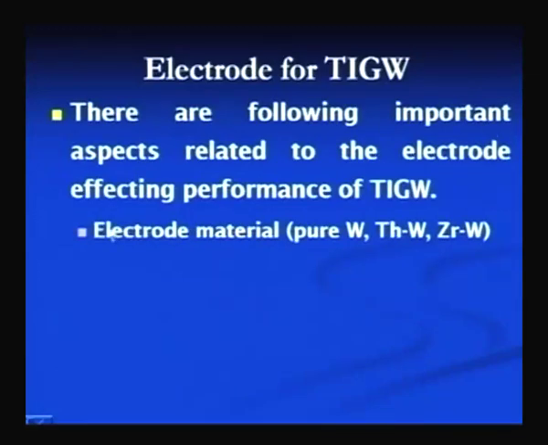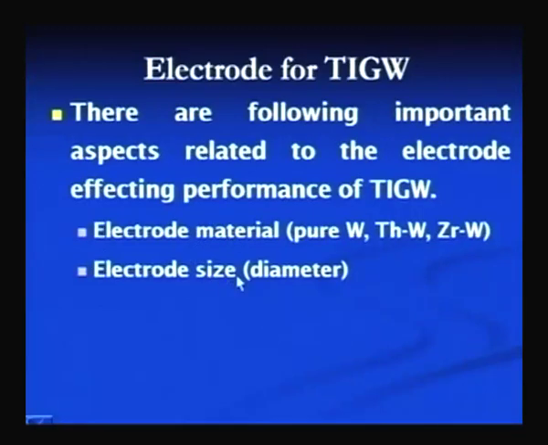And these are, first, what is the material of the electrode? The electrode can be pure tungsten, or it can be coated with thorium or zirconium. The performance of all these three types of electrodes is different. So, as per needs, as per the application, either pure or thoriated tungsten electrode or zirconium coated tungsten electrode is used. The size of the electrode also plays a significant role in deciding the kind of bead geometry which will be formed, and the depth of penetration which will be obtained.